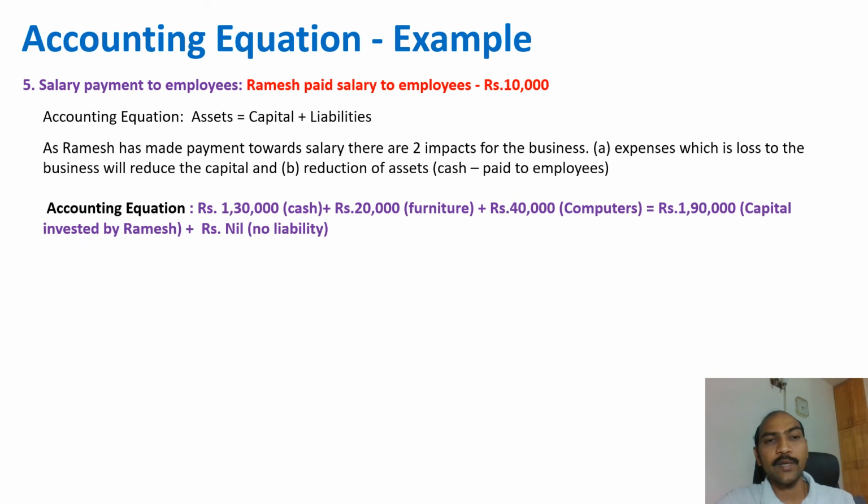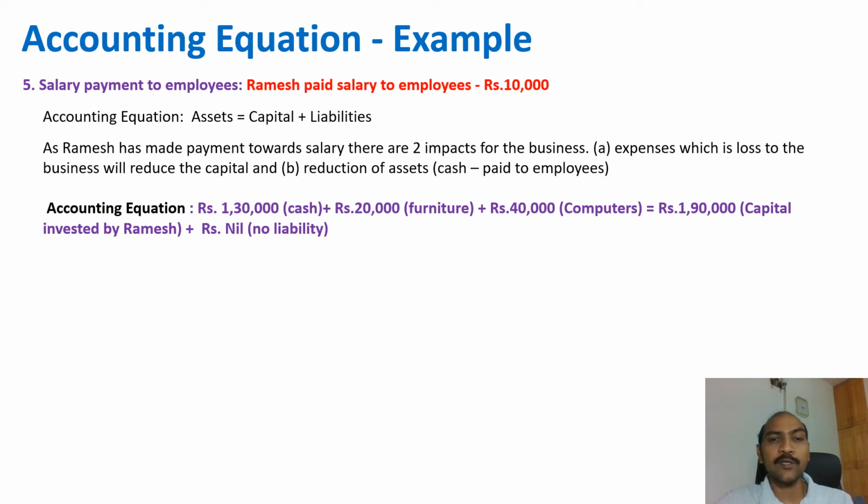As Ramesh has made payment towards salary, there are two impacts for the business. Expense, which is loss to the business, will reduce the capital. So it is very clear, any expense or loss will reduce the capital, any gain from the business will increase the capital. And the second impact is reduction of assets, cash paid to the employees. So accounting equation at this stage, if you see, rupees 1,30,000 cash, because 10,000 is paid to the employees, so cash is reduced.